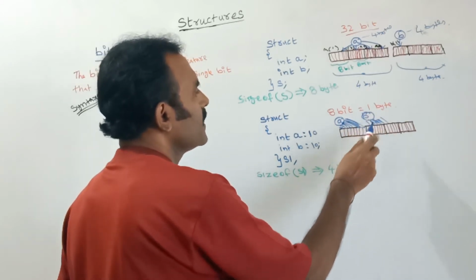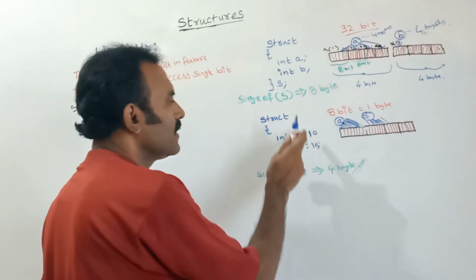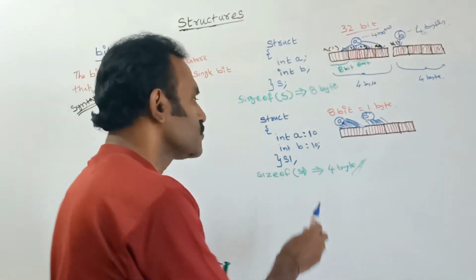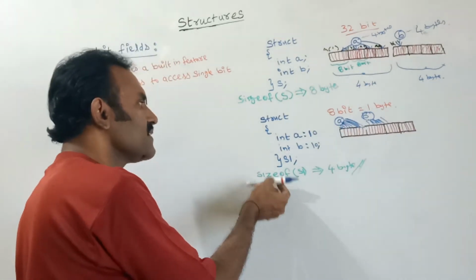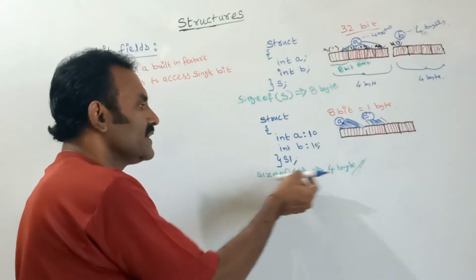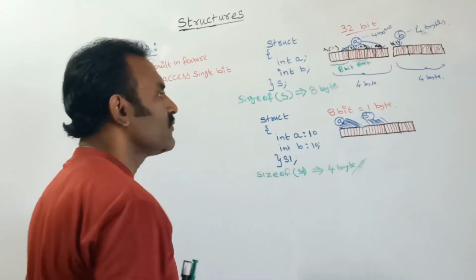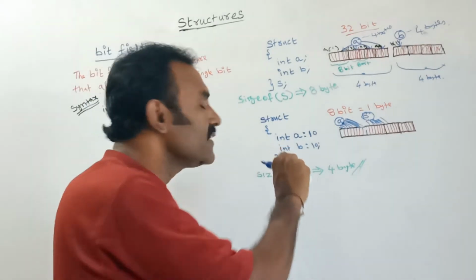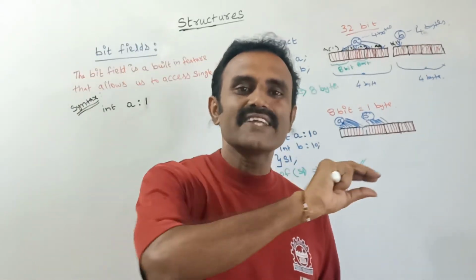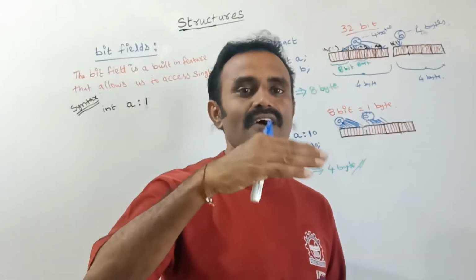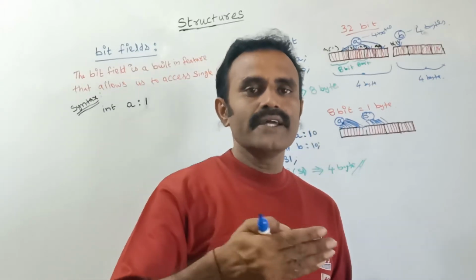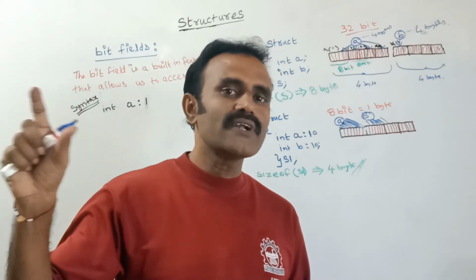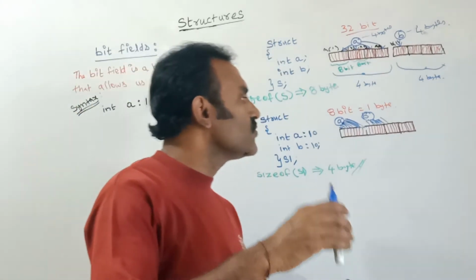So totally how many bits? 20 bits. Among the 32 bits we used only 20 bits. So when we are finding the size of this S1, it will give 4 bytes only. Suppose when we are declaring the structure member, if it exceeds or crosses the 32 bits, then it will allocate another one cycle of memory. Each and every time it will allocate 4 bytes. So in that case it will show 8 bytes.